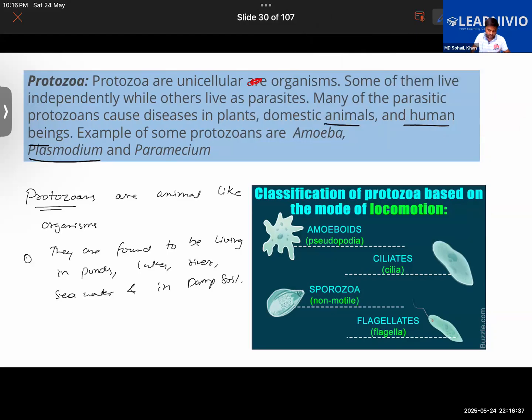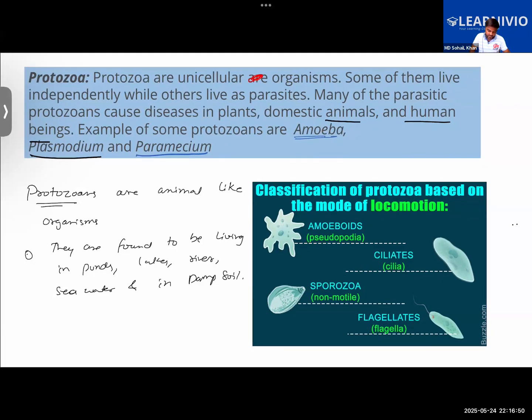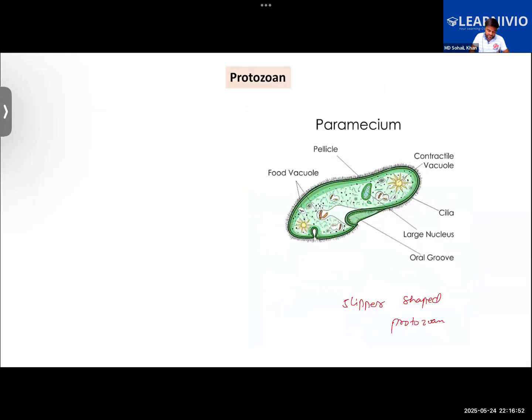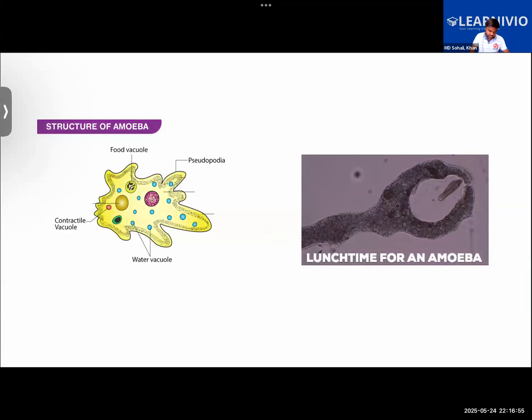Some of them are mentioned as follows. We have amoeba, plasmodium, and paramecium. Note down that you have to memorize these examples. Now let's understand how they are beneficial to us, and how usually they are known to cause diseases.